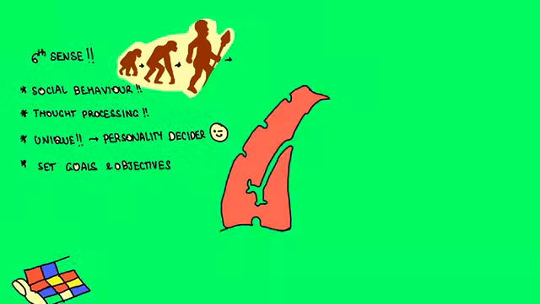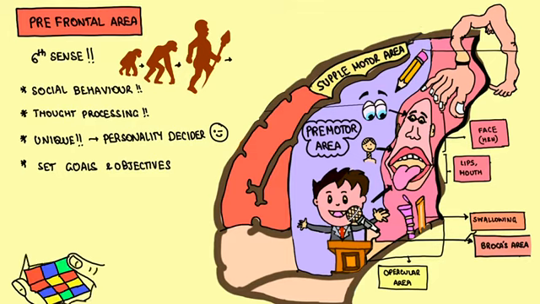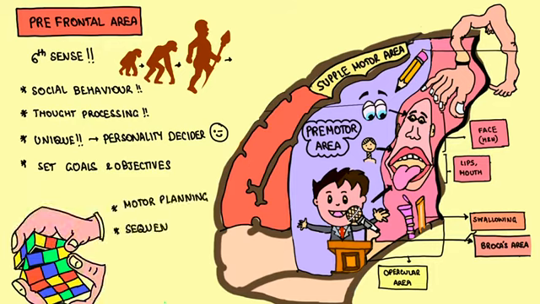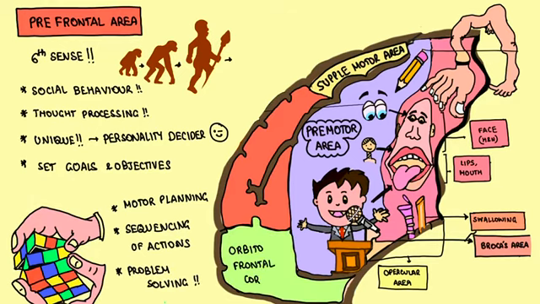Next is, by looking at this cube, what do you think? How will you solve it if it is given to you? You will first think how to do it. You will plan a moment and you will sequentially move these cubes and you will solve this problem. This is the function of the prefrontal area, nothing but motor planning, sequencing of events, as well as problem solving.